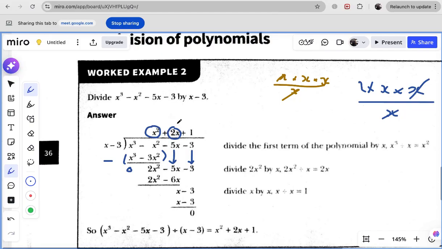Now 2x times x, I'll get what? I'll get 2x squared. So I'll write it under this. I'll take this 2x times negative 3, I'll get negative 6x. So I write it here, negative 6x. When you expand, you write the solution under this polynomial. So once you expand, the next step is to subtract again. You keep doing this, expand it, subtract it, till you reach the end, till you reach 0 or till you reach a remainder.